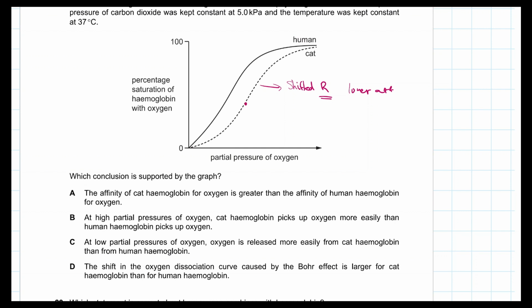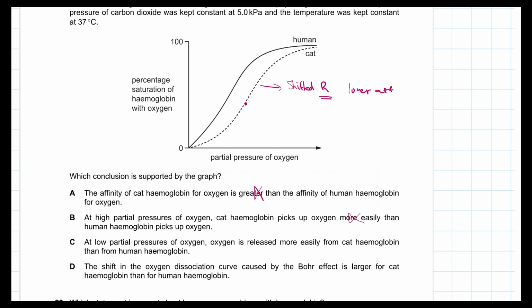A. The affinity of cat hemoglobin for oxygen is greater. Now, this is incorrect. It has a lower affinity because, as you can see, the graph is shifted to the right, and therefore the cat hemoglobin needs a higher partial pressure of oxygen in order to achieve the same oxygen saturation as the human. Therefore, this is incorrect. For B. At high partial pressures of oxygen, cat hemoglobin picks up oxygen more easily. Now, this is incorrect. It picks up oxygen harder because, as we said, it has a lower affinity.